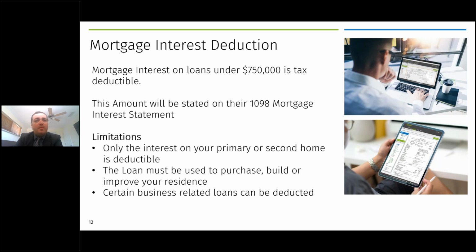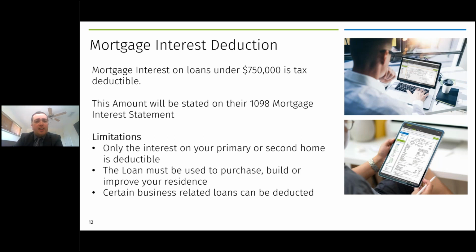It used to be it couldn't be more than a loan of $1 million. Recently has changed to $750,000. Now, some people have been grandfathered in to that $1 million limit, but for anything new that has been purchased recently, it's going to be the $750,000 limit on what their loan is. Maybe not necessarily the total value of the house, but the amount that they are borrowing from the bank in order to actually purchase this house.